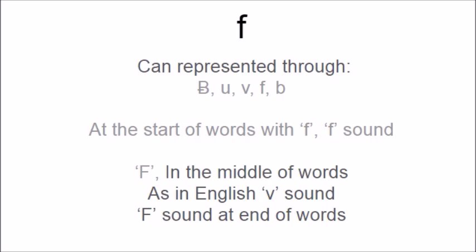Now F is a little complex because there are many symbols here that represent F. At the start of words, F is an F sound. F in the middle of words is, as in English, a V sound, and then F at the end of words is also an F sound. But this can be a little complex when you look at other words. Again, I have to reiterate that you have to know a bit of the etymology of the word you're working with, what it evolved into, to have a good guess of what it would have been pronounced. But generally, as far as F goes, it is what I present here.